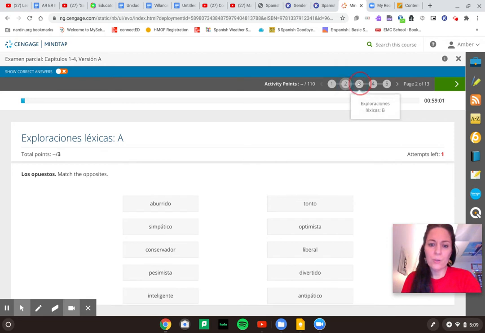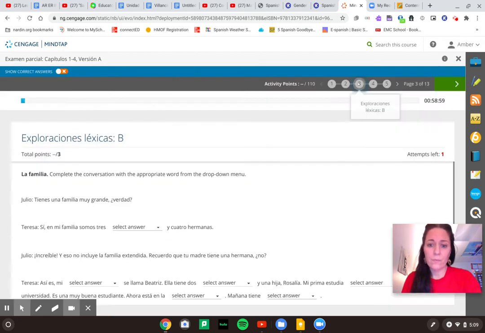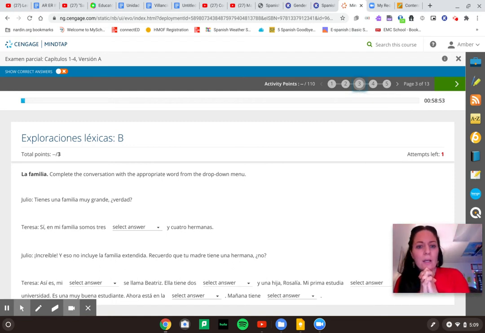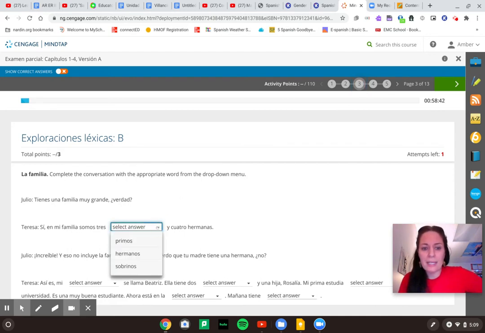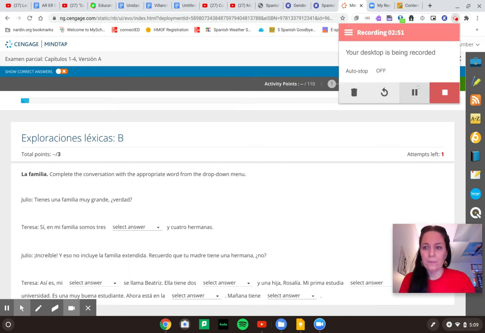For this section, you will be matching opposites. And then for this section, what you want to do is complete the question with the drop-down menu. So it says, tienes una familia muy grande, ¿verdad? Sí, en mi familia somos 3 primos, 3 hermanos, 3 sobrinos y 4 hermanas. So you want to know your family members really well for that section.